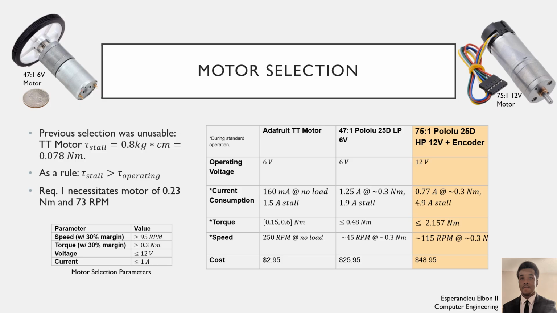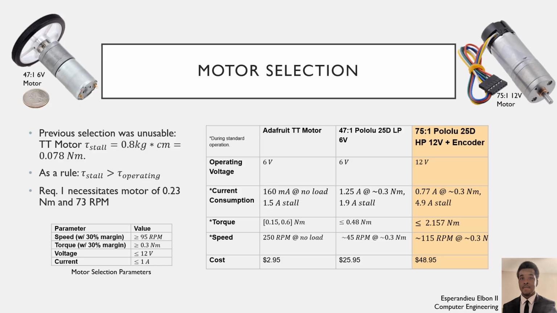Stall torque is the amount of torque that a motor provides when it is stalled or not moving. As a rule, a motor's stall torque should be significantly greater than its operating torque. Adafruit listed this motor's stall torque as 78 milliNewton meters, just about 8 times lower than the maximum torque listed in the same datasheet. Suffice it to say, these motors wouldn't move anything but a very light model of the Sentry, so new motors were needed.